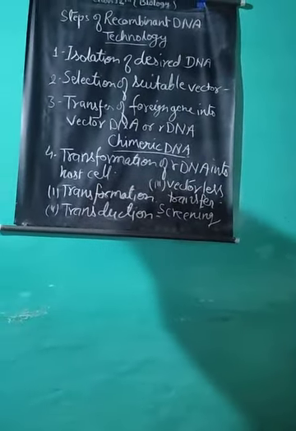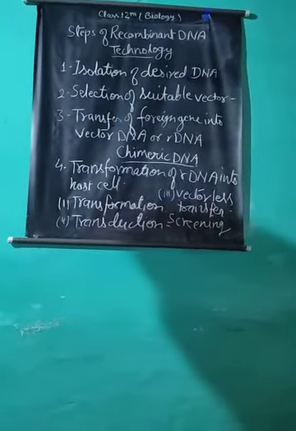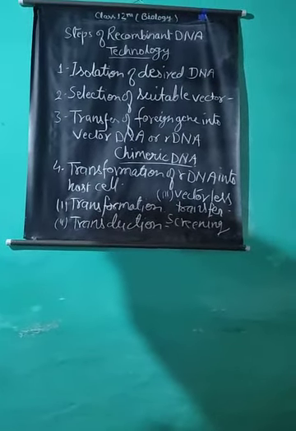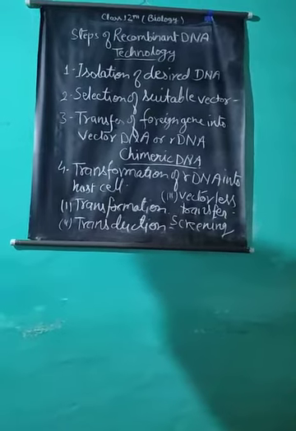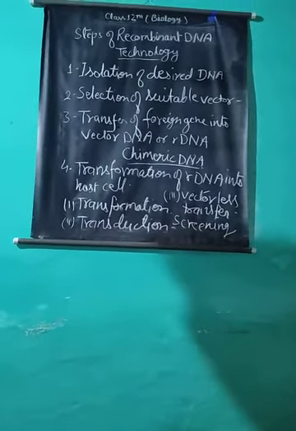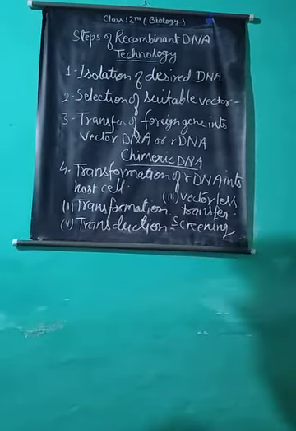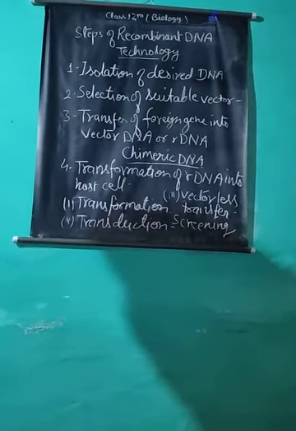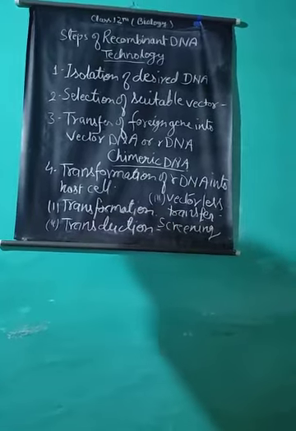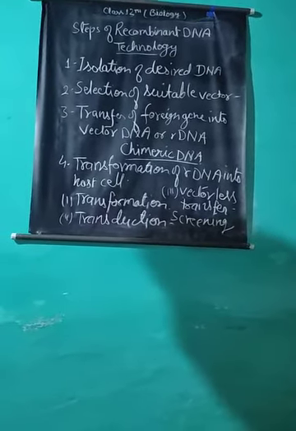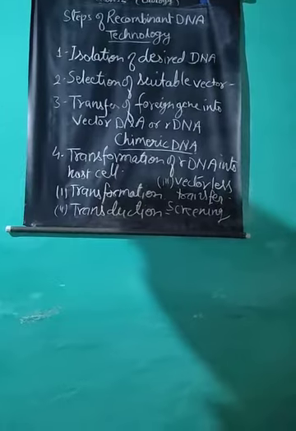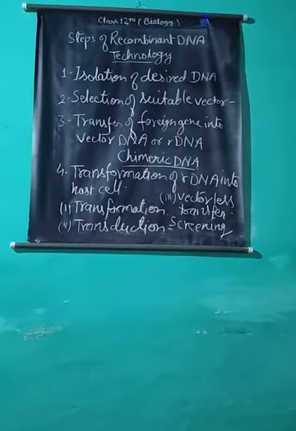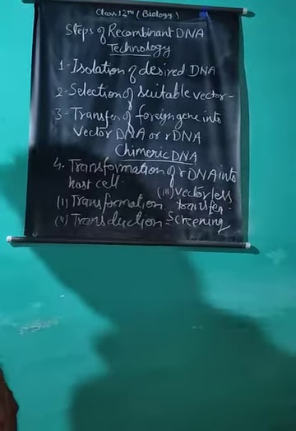Screening of transformed cells. In genetic engineering, the success of such experiments depends upon whether the transferred genes express themselves in host cells or not. Therefore, it becomes essential to identify transformed host cells. It can be done on the basis of the presence of substances produced by those genes. These genes produce substances such as proteins or enzymes.